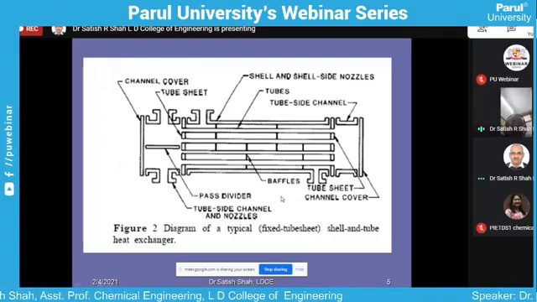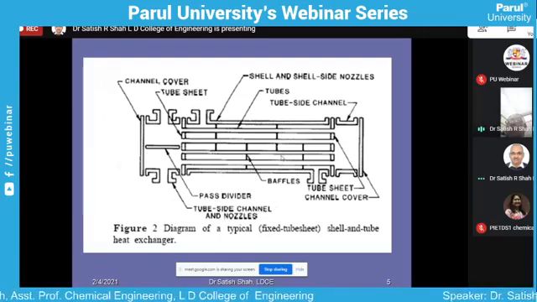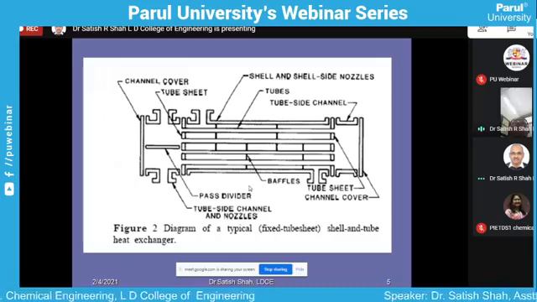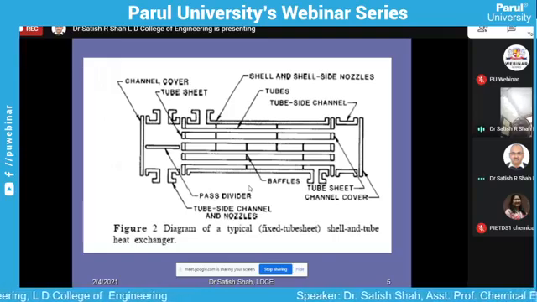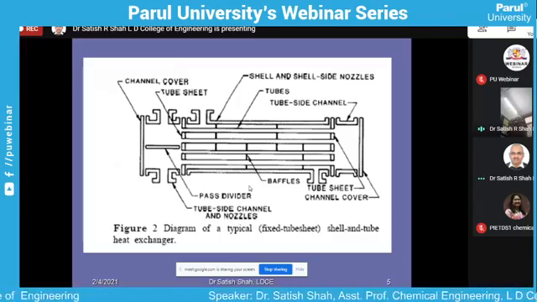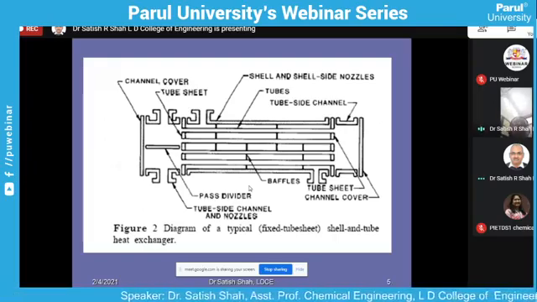Now see, what TEMA has done. Suppose this is the heat exchanger which I am showing you. If you want to write it down as per TEMA, they have specified the front head, rear head, and the shell type. So suppose I say AES, where A means it is the front head, E means it is the type of shell where we have the single pass only, and S is the rear head. This way, they have given the designation to the different front head, rear head, and shell.